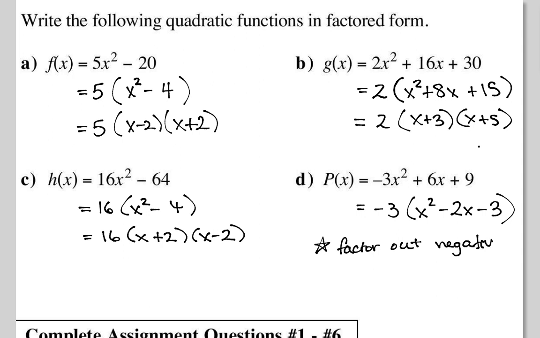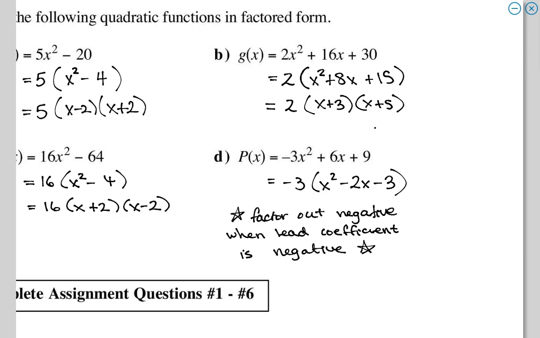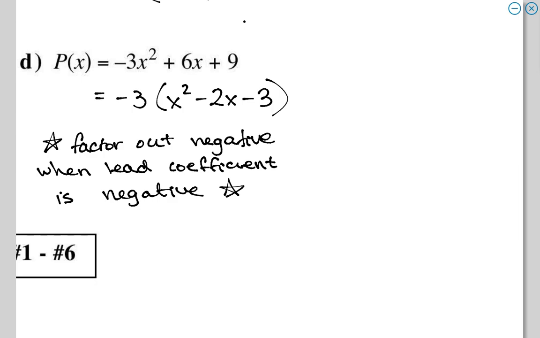Factor out a negative when the lead coefficient is negative. So then, could this be factored more?